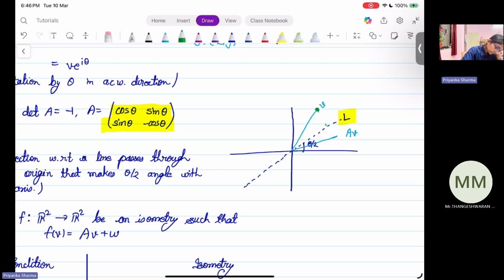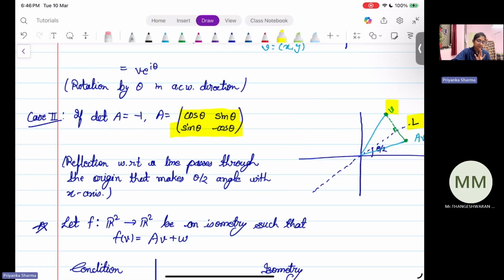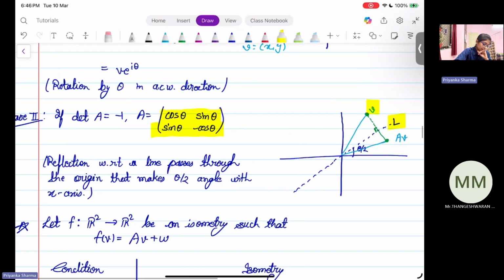Okay, so actually, I want to do this. So this is the point v, and this Av is the reflection of this point about this line L, which is passing through the origin. So how to do this? We can again represent this in the form of a matrix, and the matrix will be this: cos theta, sin theta, sin theta, minus cos theta. Now, what is the angle theta here?